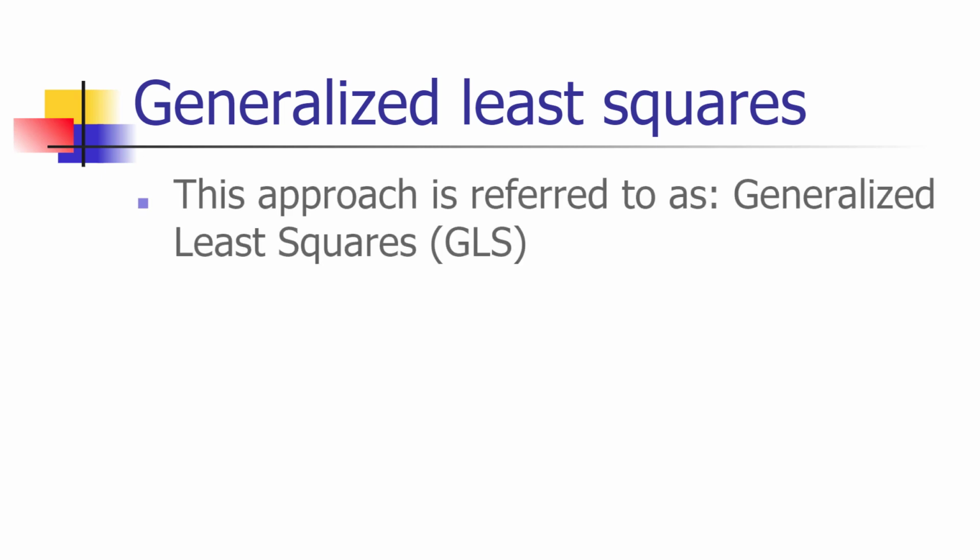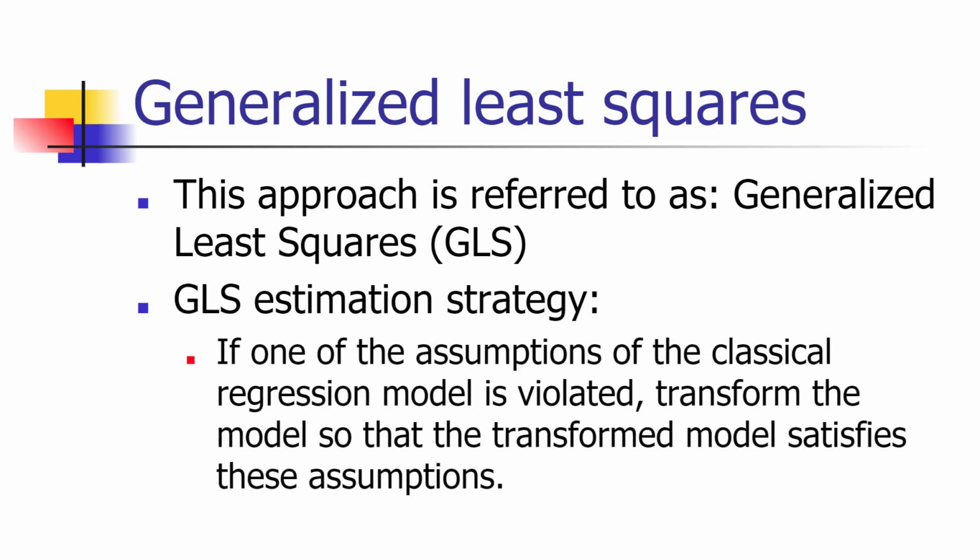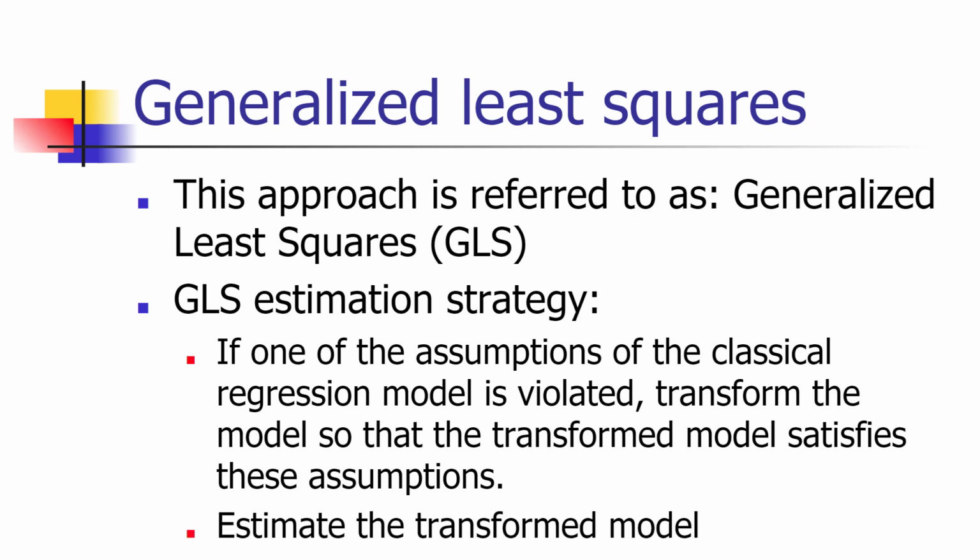This is an example of an approach in econometrics known as generalized least squares. The basic strategy is that if one of the assumptions of the classical regression model is violated, you transform the model so that the transformed model satisfies these assumptions. And you estimate that transformed model, and that gives you estimates that are unbiased, consistent, and BLUE, the best linear unbiased estimators. The problem, though, in practice is that we don't know the value of rho.